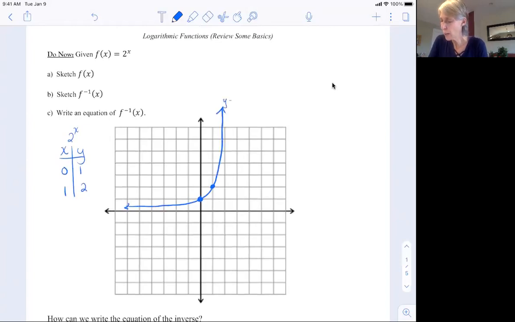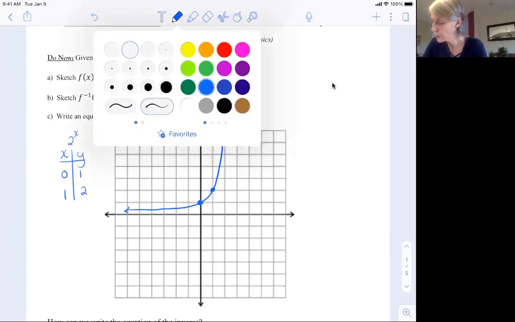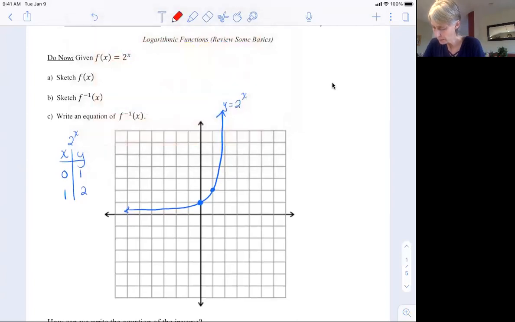So this is y equals 2 raised to the x power. And we studied that a couple of days ago. We know the domain is all reals, the range is y greater than 0, etc. Now, when I go to sketch the inverse, remember, the inverse is a reflection. When we're working with it graphically, it's a reflection in the line y equals x. So I could put that line y equals x in my graph.